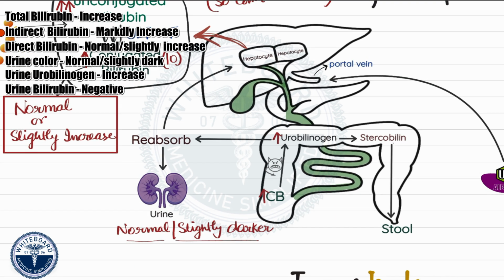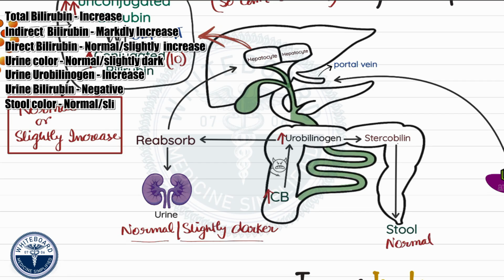As for the stool, its color is normal or sometimes darker than usual. This is due to the increased formation of stercobilin in the intestine, which is derived from the excess urobilinogen.